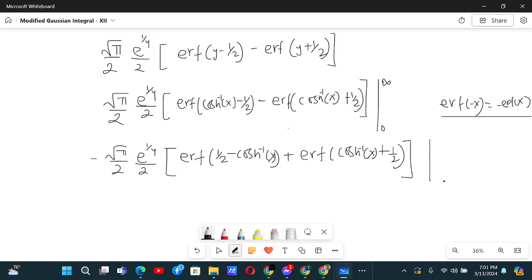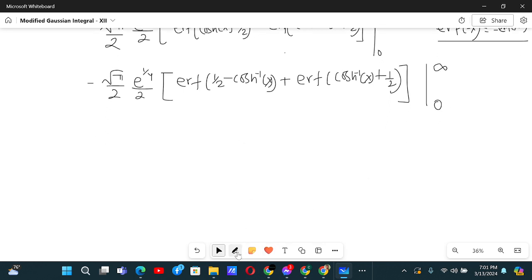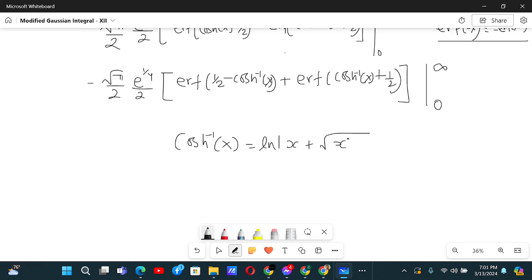Now let's evaluate the finite integral. For that we need to use the logarithmic definition of cosine inverse x. We know that the logarithmic formula of cosine inverse x is ln of x plus root under x square minus 1. Now if we try to find cosine inverse of 0, we get ln of square root of minus 1. We know that square root of minus 1 is i, so we need to find ln of i.